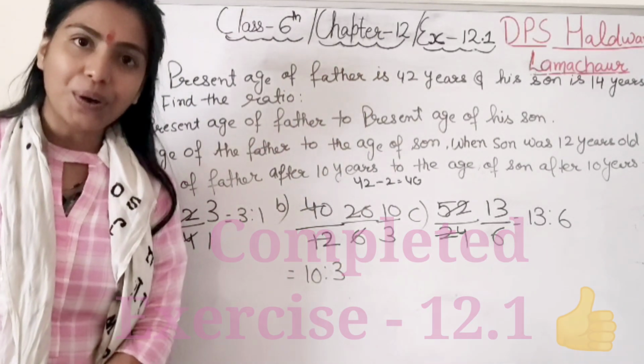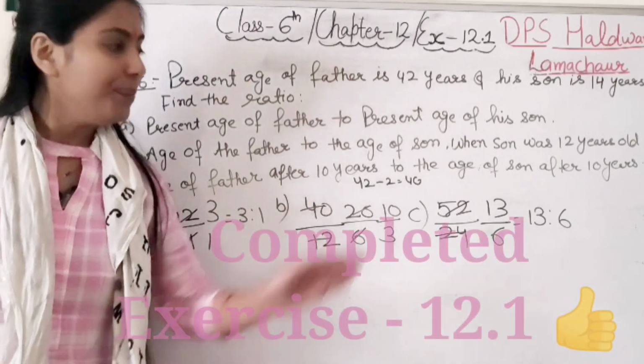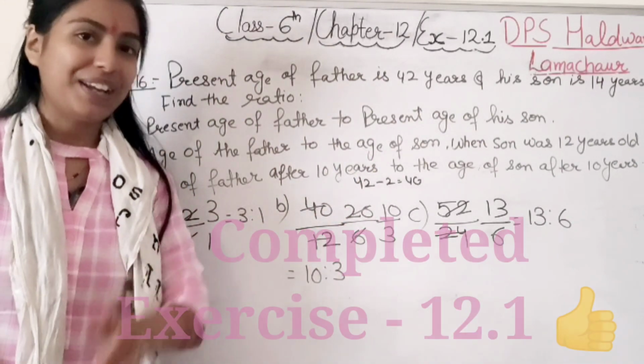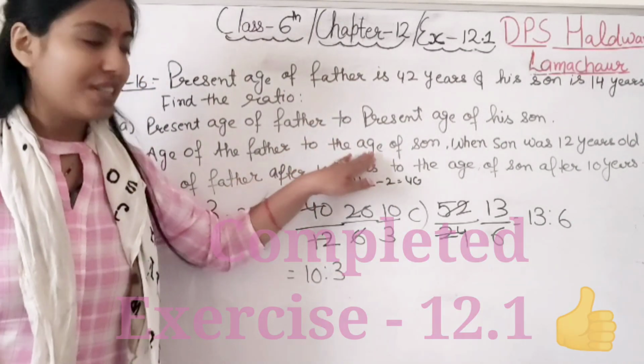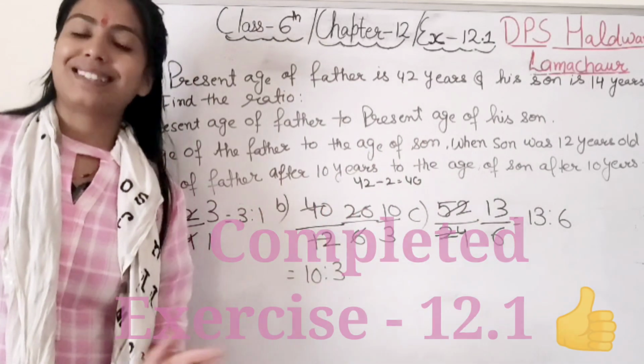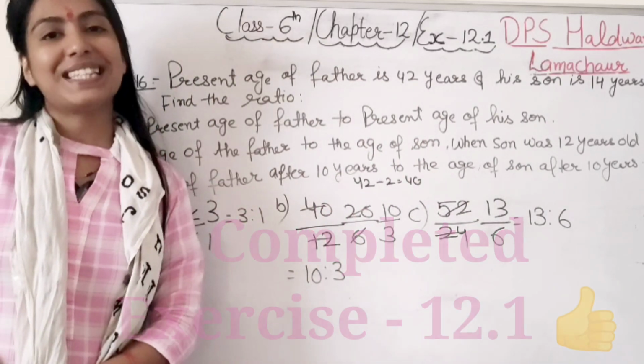I hope, students, you got that the questions are the same only. But we have to find out the ratio. That's it. And what about the ratio? Whatever condition is given, this to this, the second term will come in the denominator. That's it. So that's all for today's class.